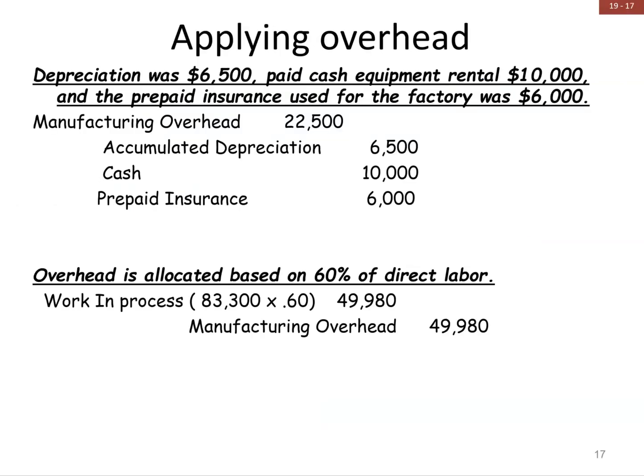Now we've had some more costs associated with overhead, and we're going to book this. And in addition, we're going to allocate the overhead to work in process. Remember, when we allocate it, it goes to work in process, and it's going to be 60% of direct labor. So we're going to debit work in process and credit manufacturing overhead.